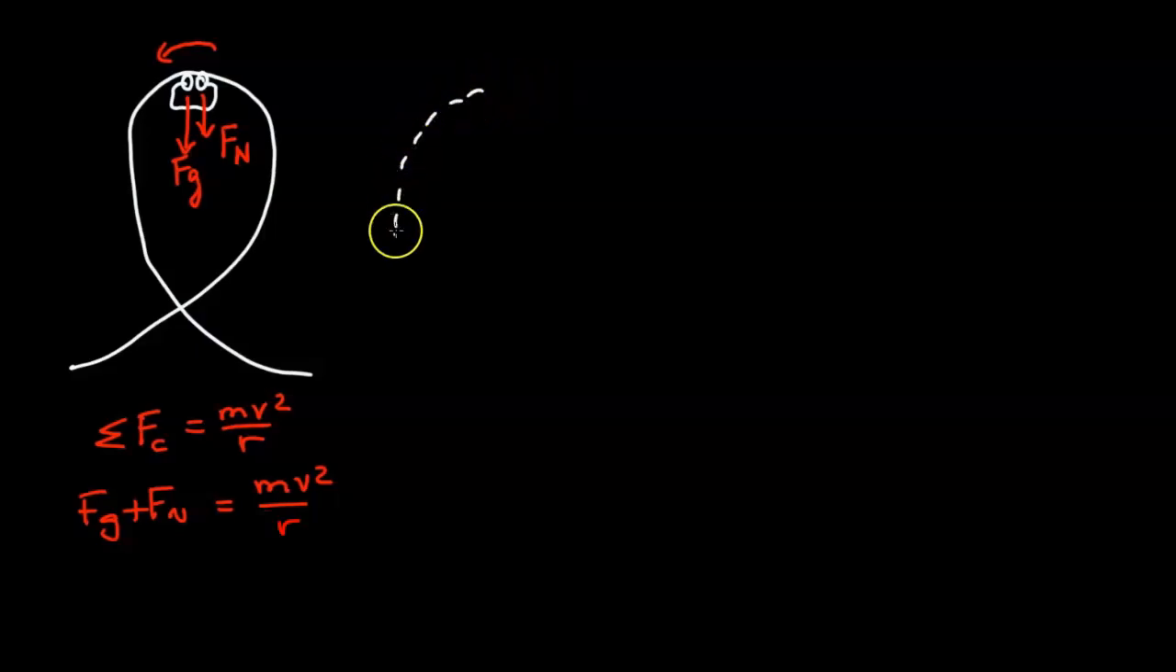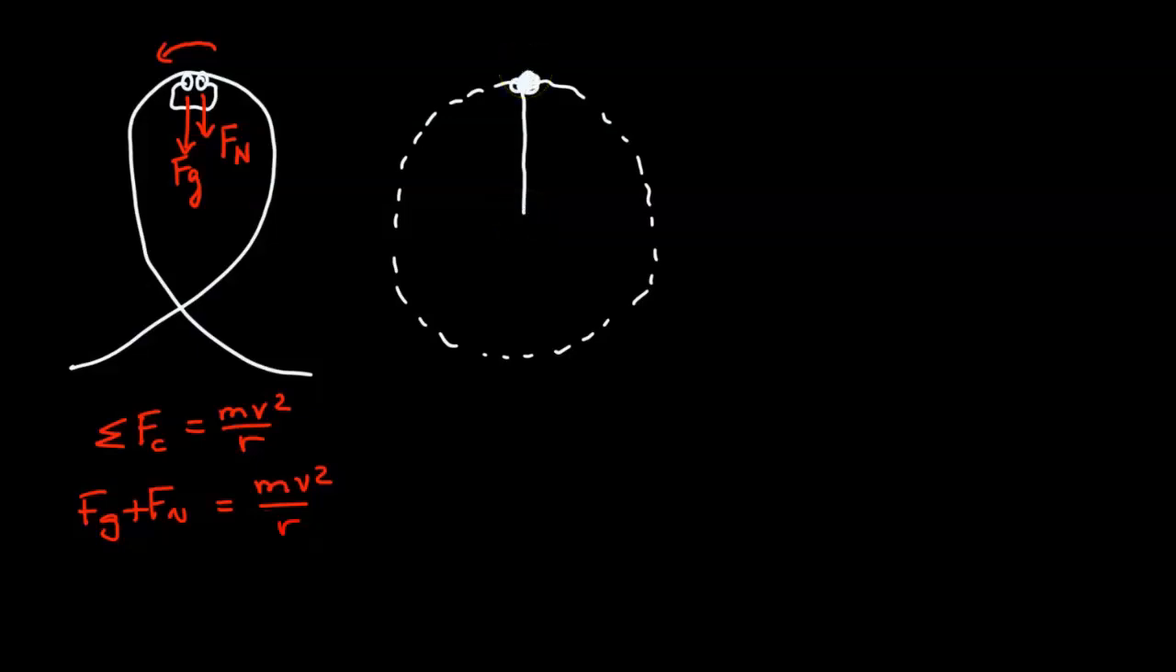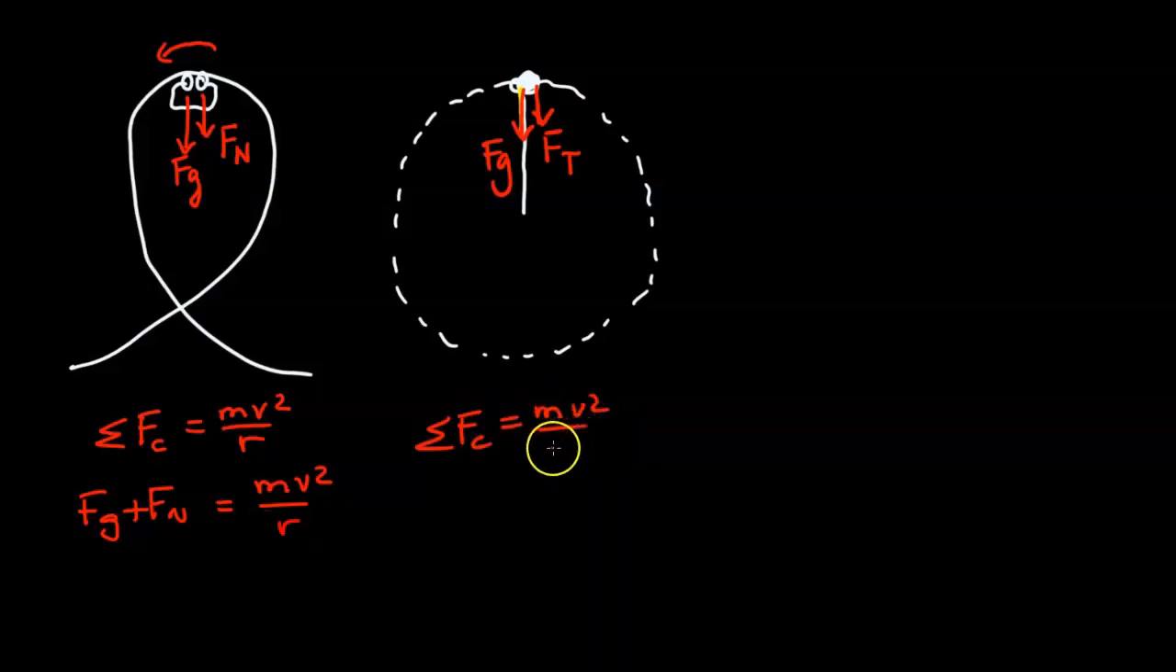Here we have a ball tied to a string, and unlike the first one where we're swinging it horizontally, this one we're swinging it vertically. At the highest point we have gravitational force Fg, and if we pull hard enough, we also have a tension force here. To set it up for a mathematical problem, I'm going to start off with net centripetal force equals mv squared over r, and then the Fc here is going to be Fg plus Ft equals mv squared over r.